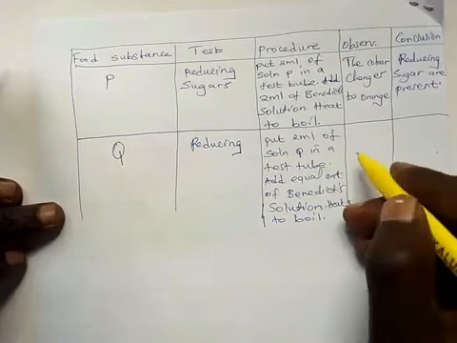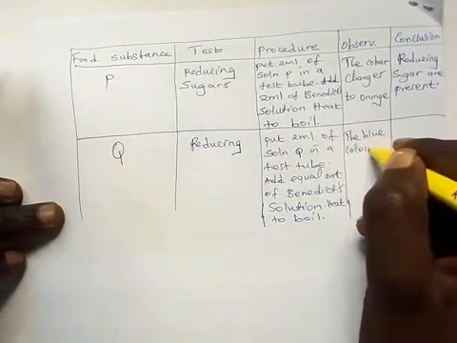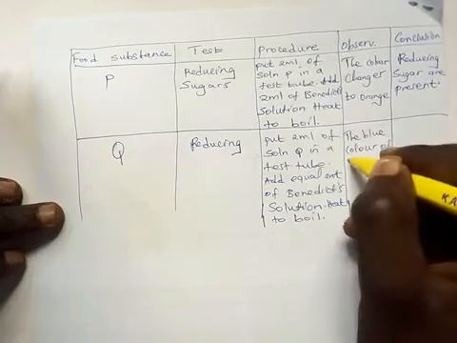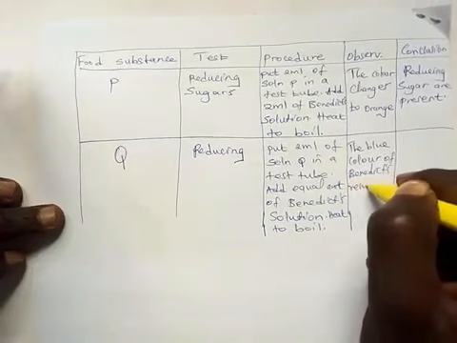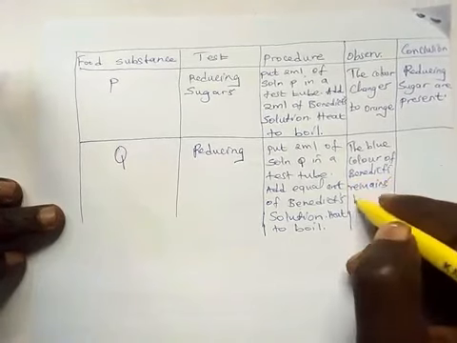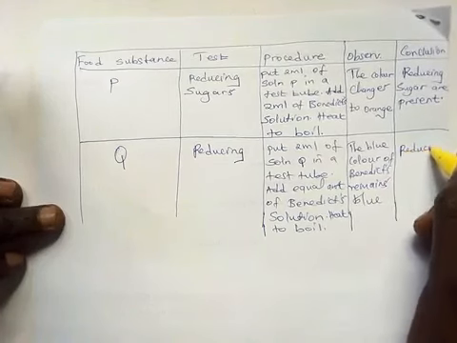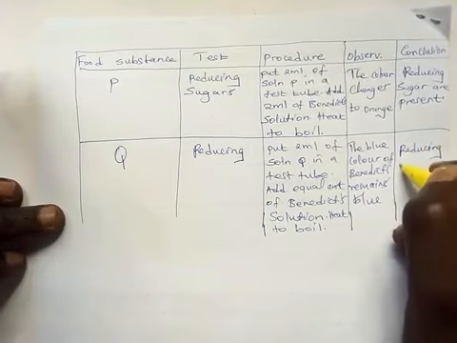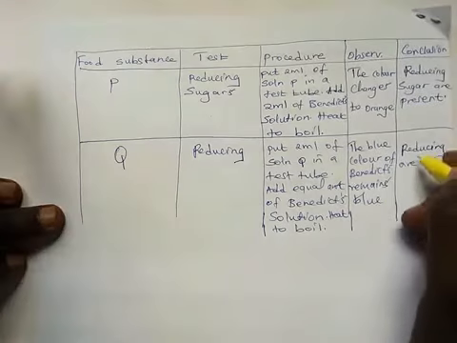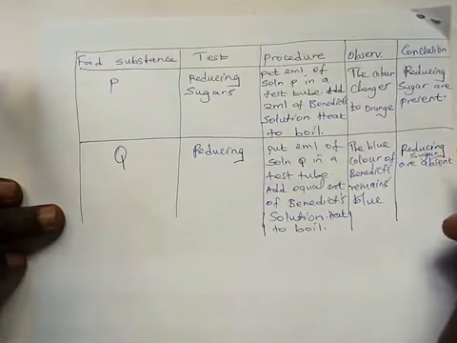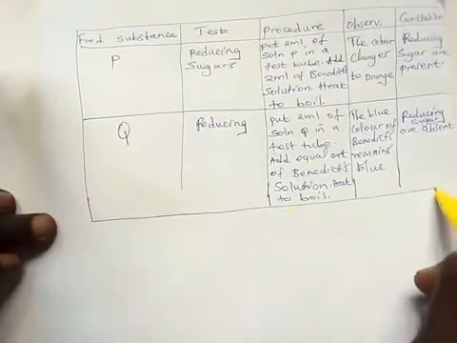And then here the blue color of the Benedict's solution retains color, remains blue. Now here in Q, the reducing sugars are absent. Now up to here we have good 6 marks.